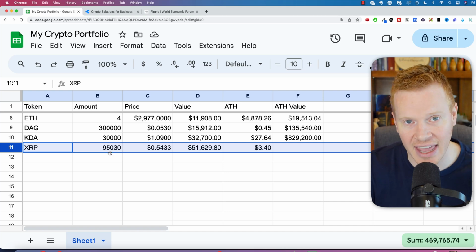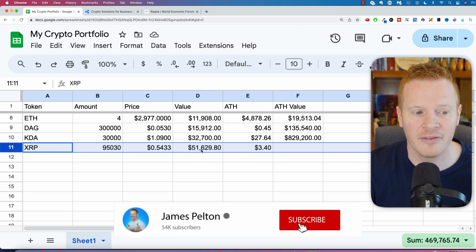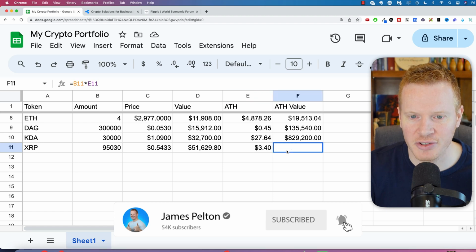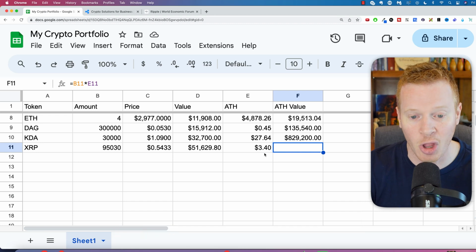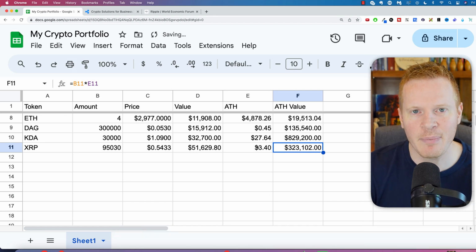Currently have 95K XRP. It's at 54 cents. So I have about 50K worth of XRP. All-time high is $3.40, which if all banks start using it, it's obviously going to blow that number out of the water. But if it does get back to all-time highs, it's 323K.